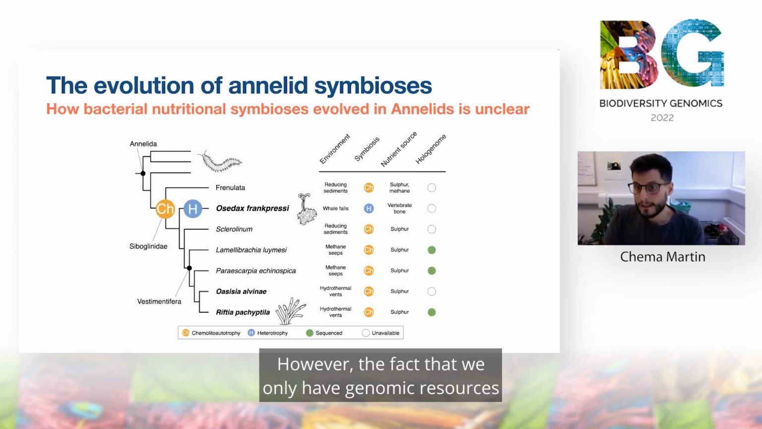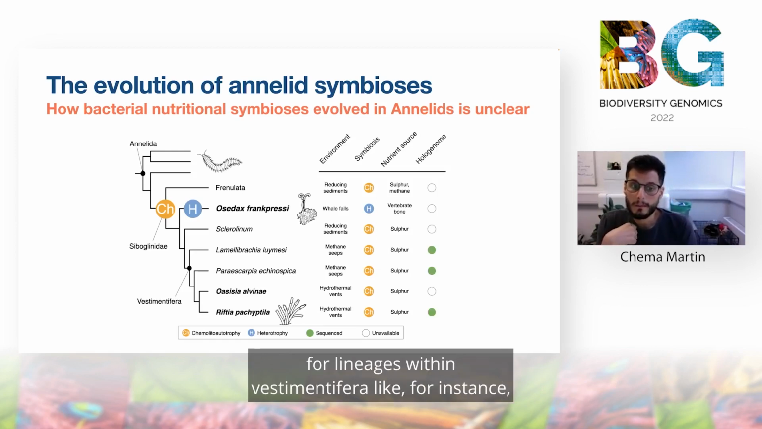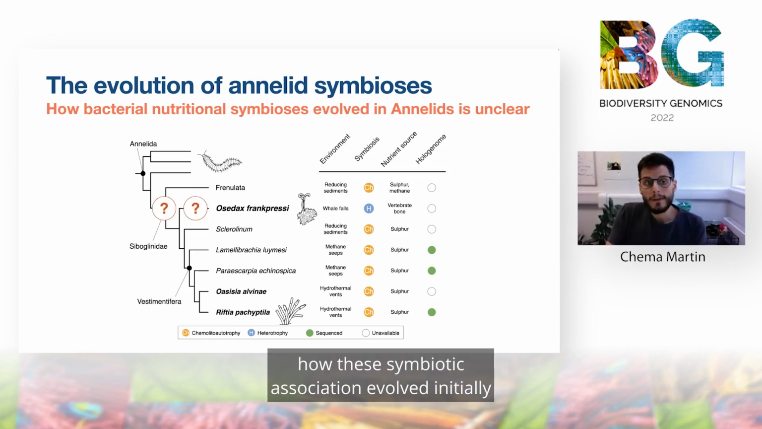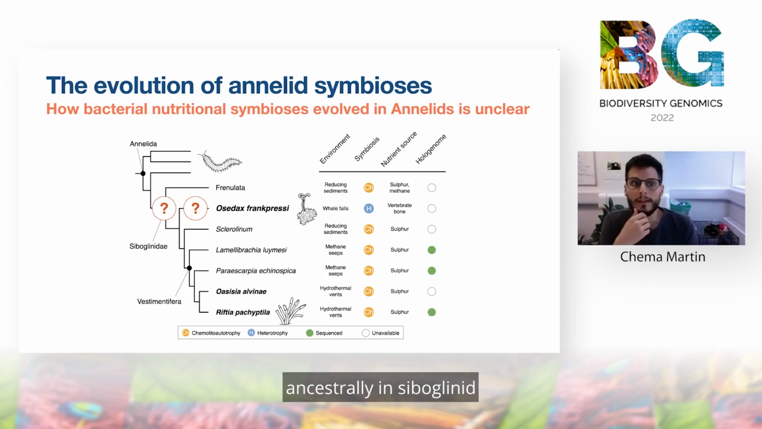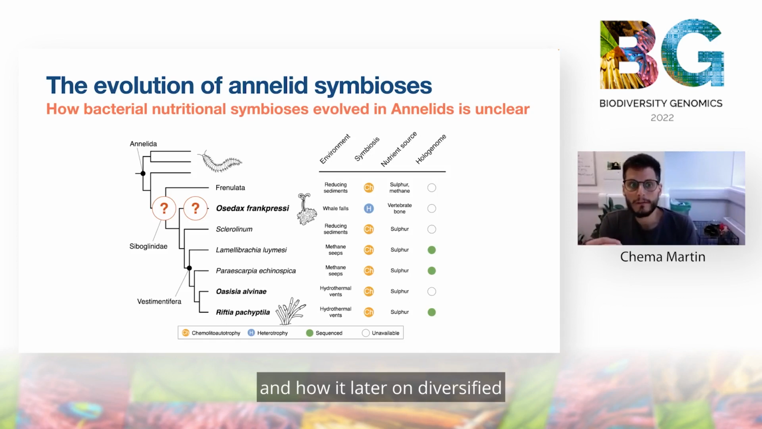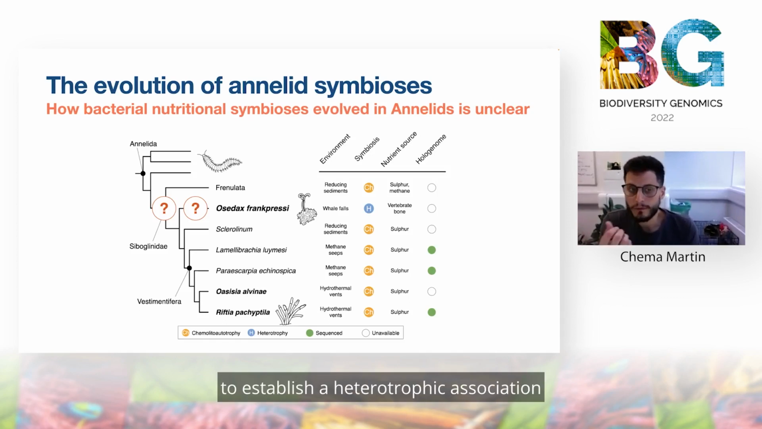However, the fact that we only have genomic resources for lineages within Vestimentifera, like for instance Lamellibrachia, Riftia, or Paraescarpia, makes it very difficult to understand how this symbiotic association evolved initially and ancestrally in Siboglynidae, and how it later diversified to establish a heterotrophic association in the lineage leading to Osedax.